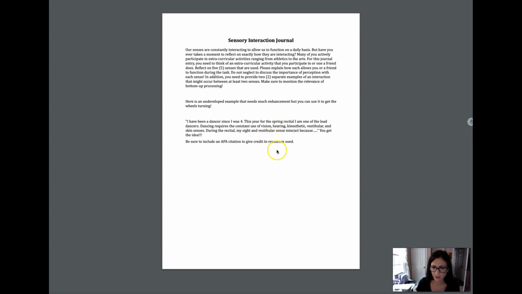APA citations give credit to resources used. This one really helps you with your FRQ writing because what you're doing in this journal is the same type of application that often appears on the AP exam.